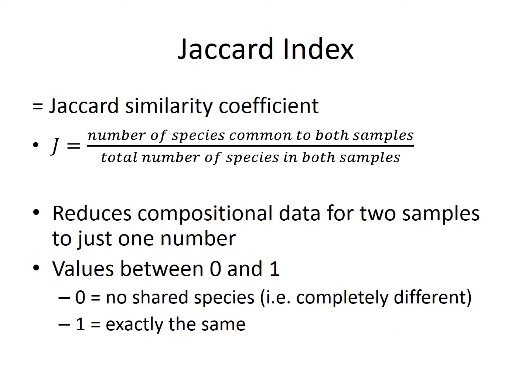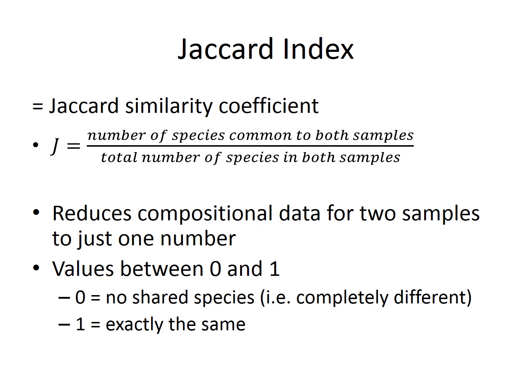One of the things that's really neat about a similarity index is that it takes compositional data for 2 samples and reduces it to just 1 number. Maybe you're comparing 2 sites, each of which has several hundred species. This index will give you just 1 number that describes how similar those 2 samples are. A value that's close to 0 suggests that the samples are very different. In fact, 0 would say the samples have no shared species, whereas a value of 1 says that you have exactly the same species in both sites.